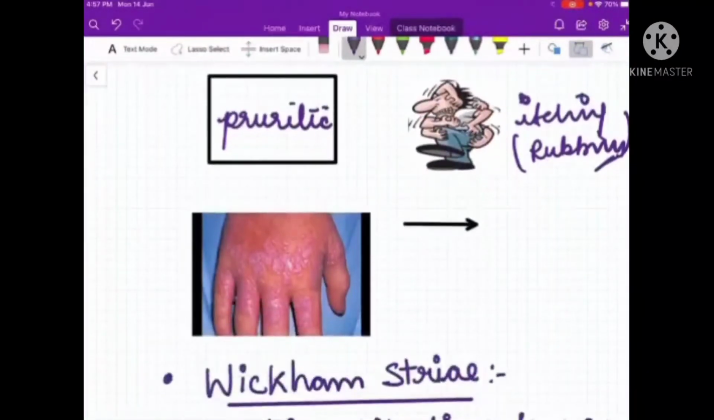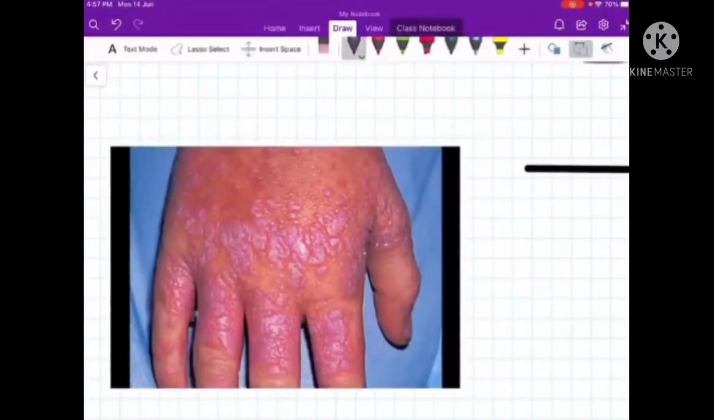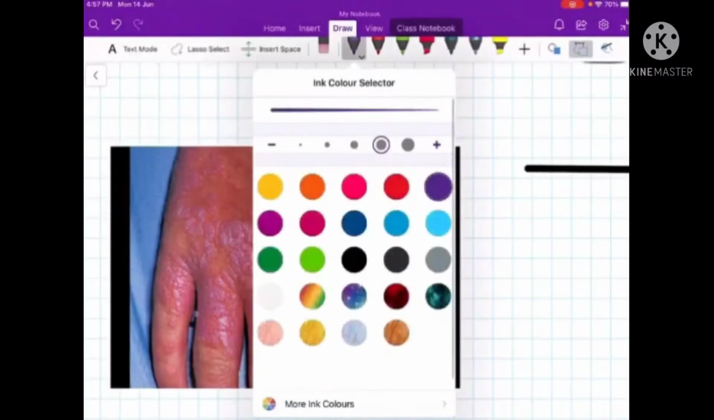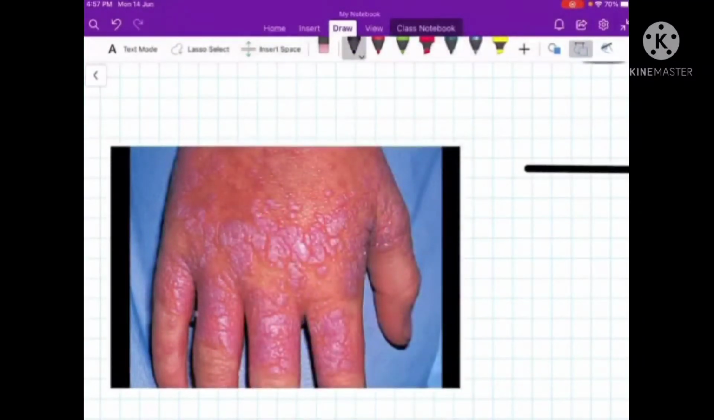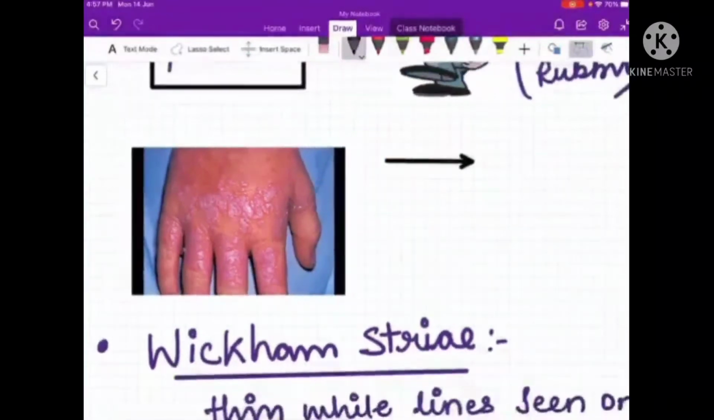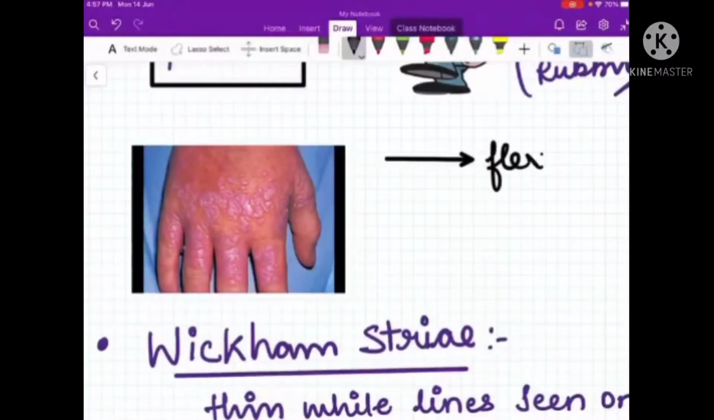We can see all the 5 characteristics in this picture, which is, it is papules which are purple in color and polygonal in shape and planar at the top, and these are present on the flexor aspect of our body.